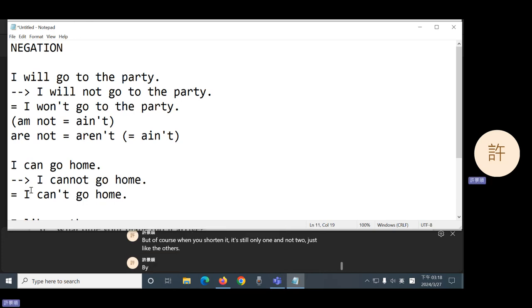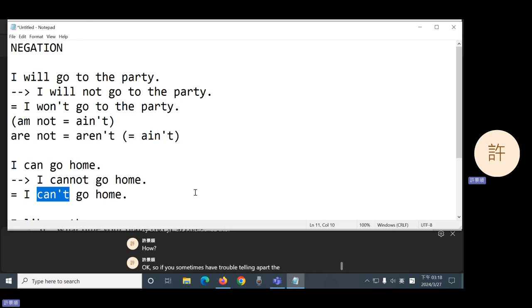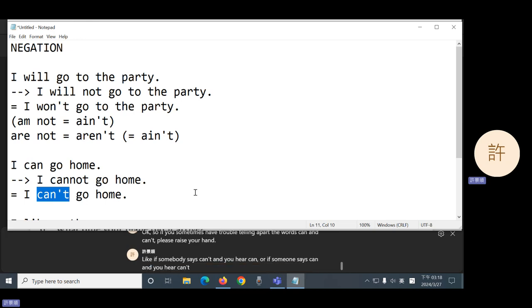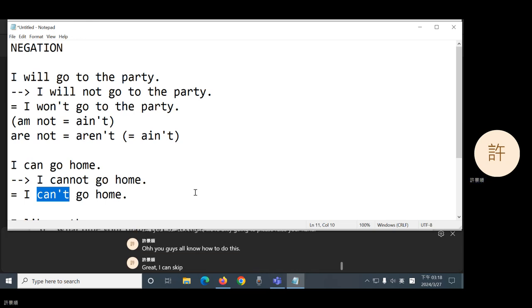By the way, have I mentioned this? Okay, so if you sometimes have trouble telling apart the words can and can't, please raise your hand. Like if somebody says can't and you hear can, or if someone says can and you hear can't, right? 容易搞混的, please raise your hand. Oh, you guys all know how to do this. Great, I can skip the next part.